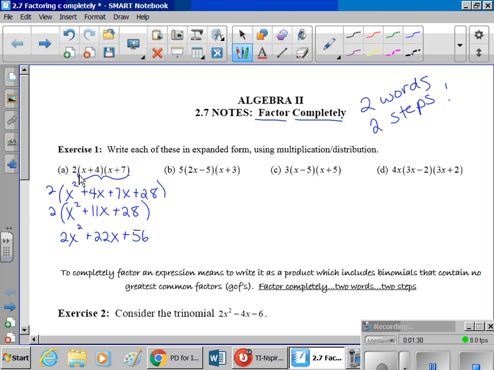All right, B. So I'm going to do the same thing. I'm going to multiply these 2 first. So I'm going to get 5 times 2x squared plus 6x minus 5x minus 15. So I get 5 times 2x squared plus 1x minus 15. So now multiply through by 5. 10x squared plus 5x minus 75.